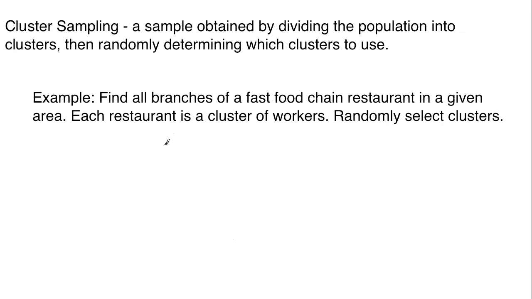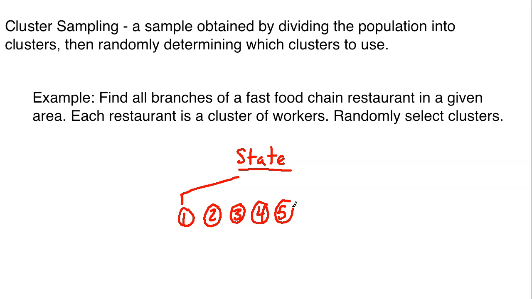Each restaurant is a cluster of workers. So let's say that we want to look at worker satisfaction at that particular chain. You can randomly select the clusters then. So let's say that I look at this and we'll just say it's by state. Let's say that this state has a total of 9 of these fast food chains. I know most states would probably have more, right? So we'd have 1, 2, 3, all the way up through 9. So these are the 9 individual restaurants.